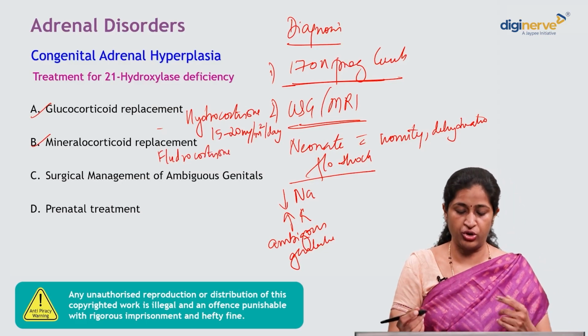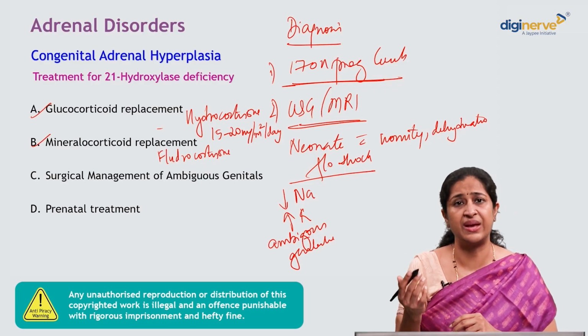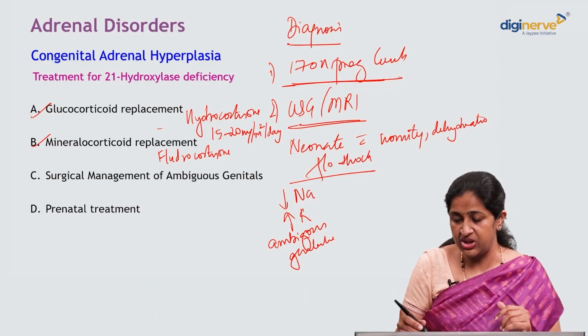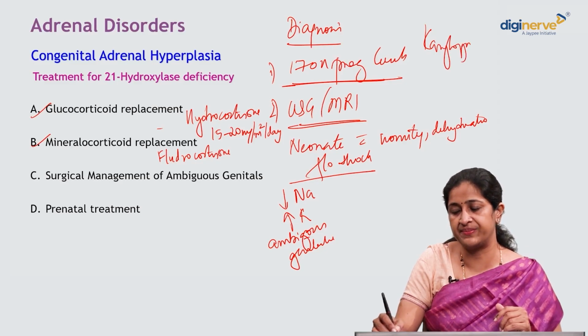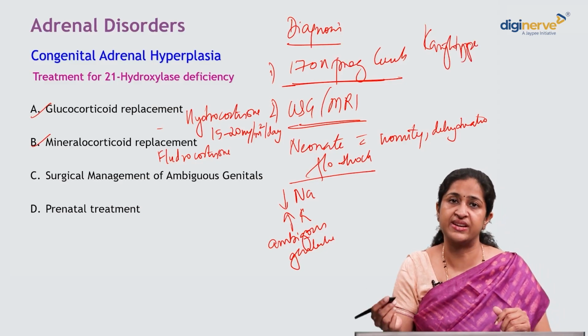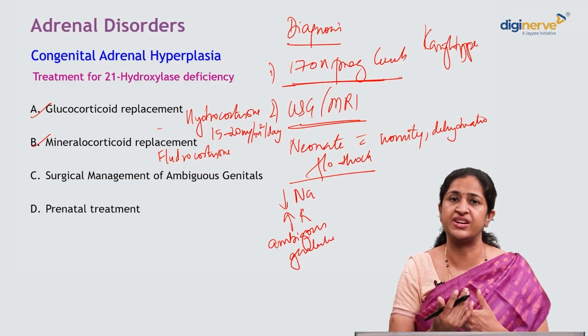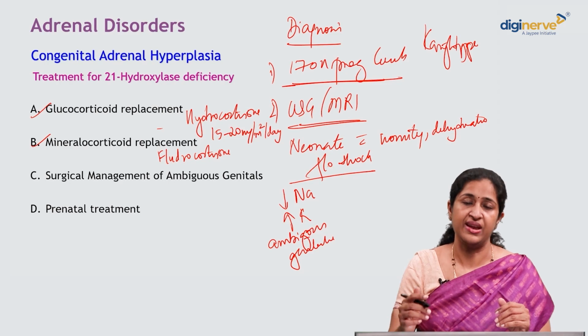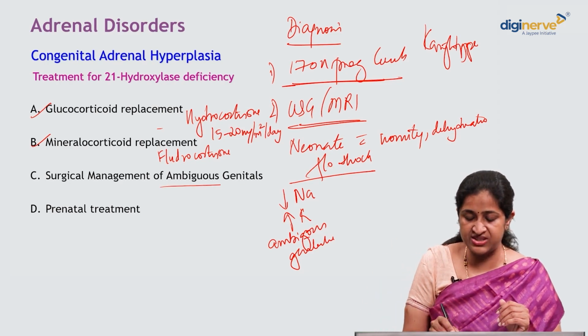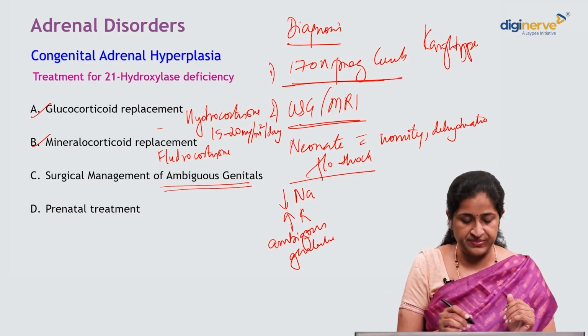is the mineralocorticoid replacement. Initially, if the ambiguous genitalia is very significant, you will have to do a karyotype to confirm the genitals of the child, and then once the karyotype has come, you can decide whether it's a male or female child. Later on, we have to plan surgery for the ambiguous genitalia.